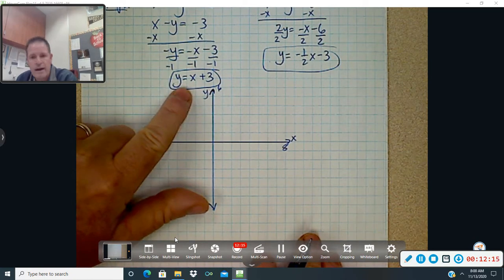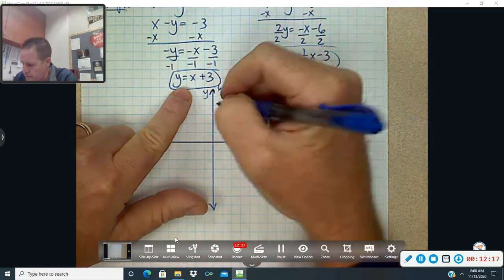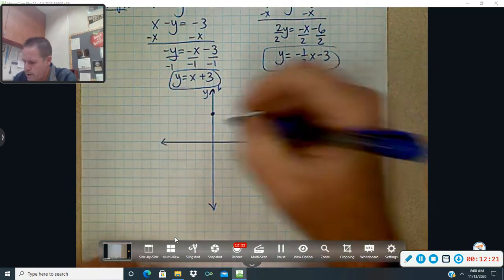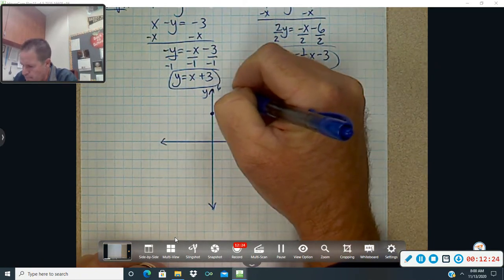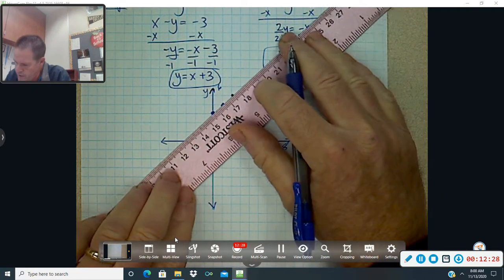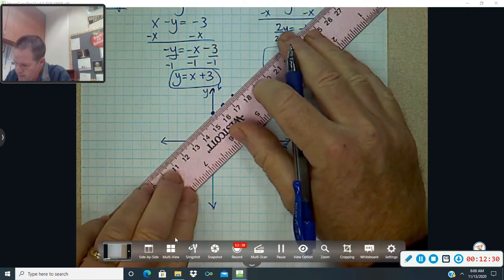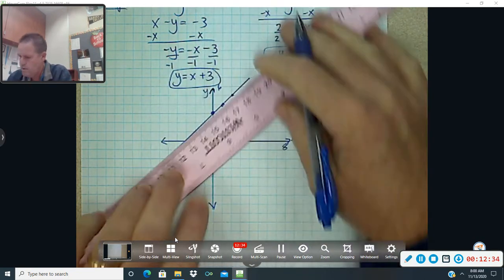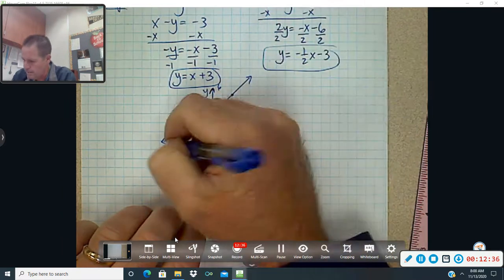Let's start by graphing y equals x plus 3. So I'm going to start up at positive 3. 1, 2, 3. And go up 1, over 1, up 1, over 1. Connect with a nice straight line. Hoping that I'll be able to see easily where it crosses the other line.